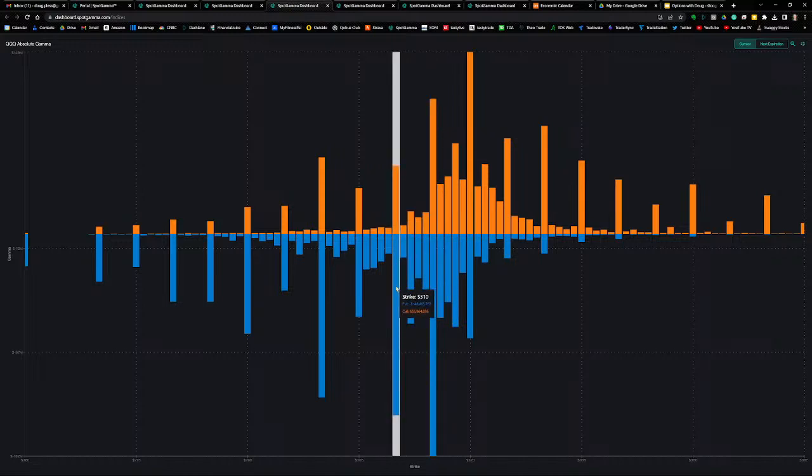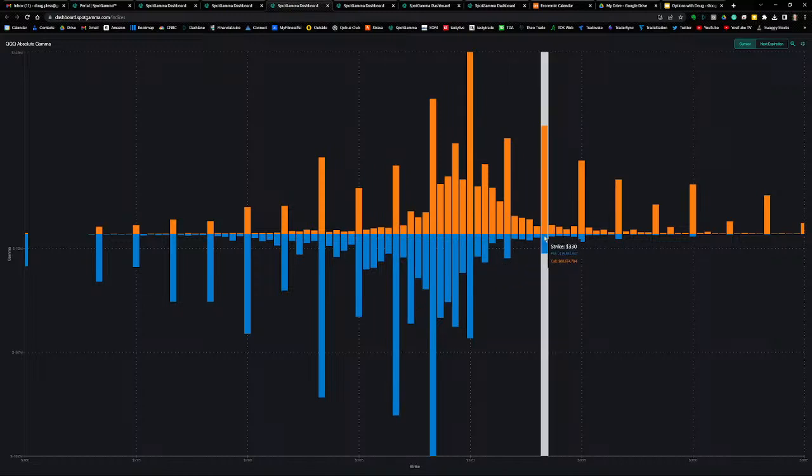310 is the put wall. And the call wall has moved on up to 330 now. So for QQQ, the call wall moved higher, the put wall moved lower. So there's the range for QQQ: 310 support at the put wall and up to 330 resistance at the call wall.